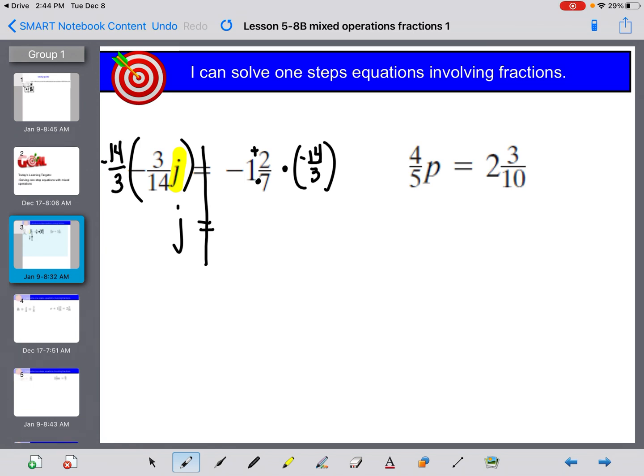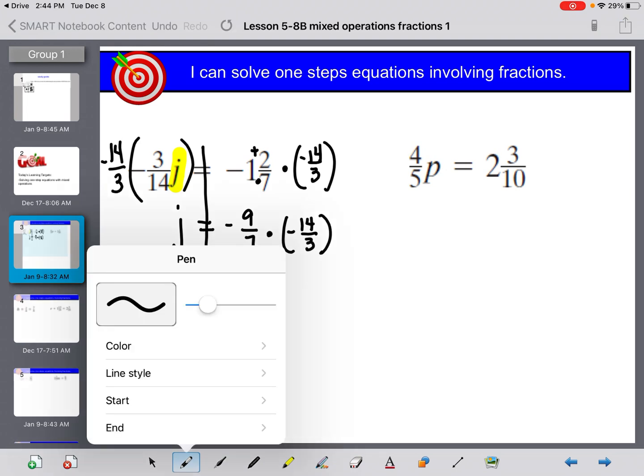Now, do you see that 1 2/7, I need to convert that to an improper fraction. 7 times 1 is 7, plus 2 is 9. So negative 9/7 times negative 14/3.